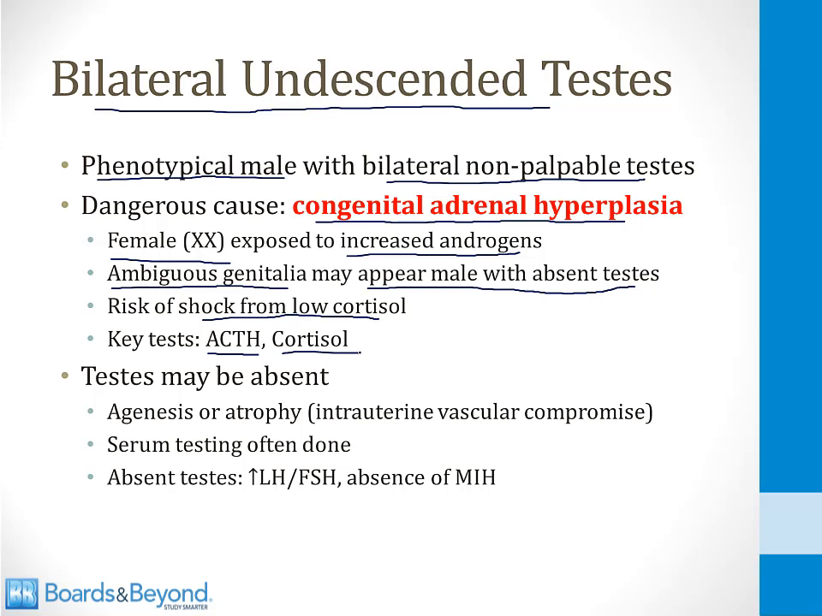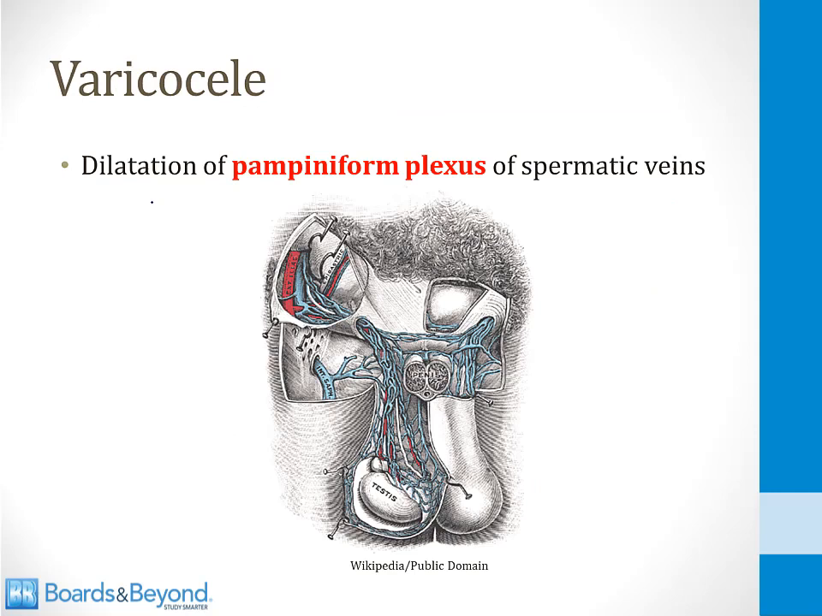Another potential cause of bilateral undescended testes is that the testes may be absent altogether. This can occur if they don't develop normally or if they atrophy. This sometimes happens if there's intrauterine vascular compromise. To make this diagnosis, serum testing is often done. Because the testes are absent, you will see high levels of LH and FSH, and there is an absence of Müllerian inhibitory hormone. A final clinical situation where temperature effects on the testes are important is in varicoceles.